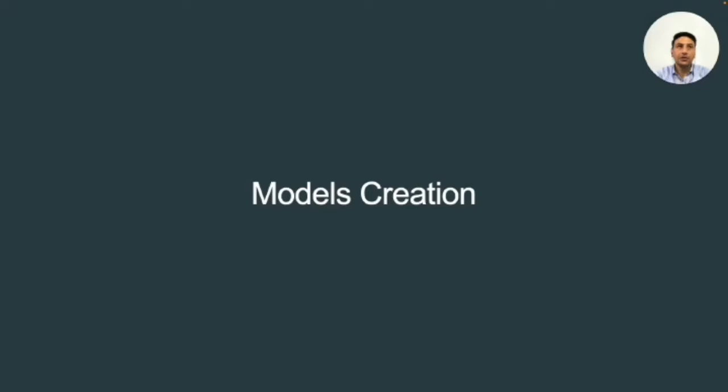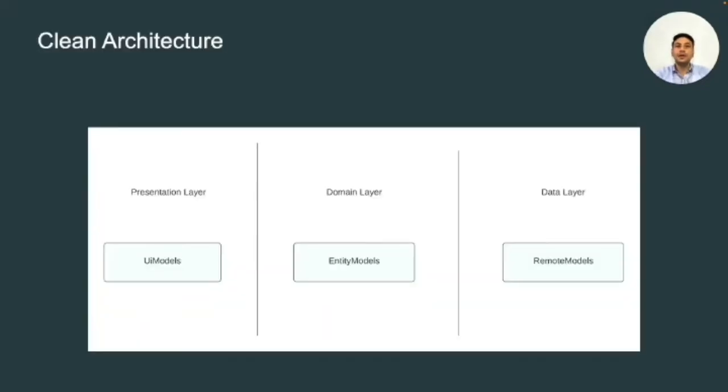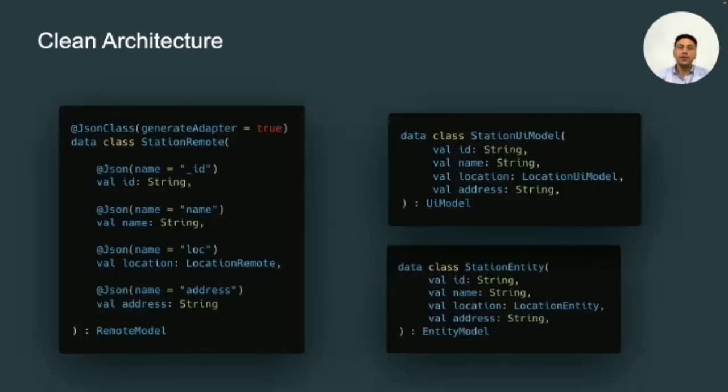Now let's look into our problem. Normally we are using clean architecture, so for each layer we are using different data classes. We have the presentation layer, the domain layer, and then the data layer. For each layer we have different classes like UI models, entity models, and remote models. Normally if you get a response, we create the response model via the Json to Kotlin plugin, and we are using Moshi, so they are Moshi annotated.